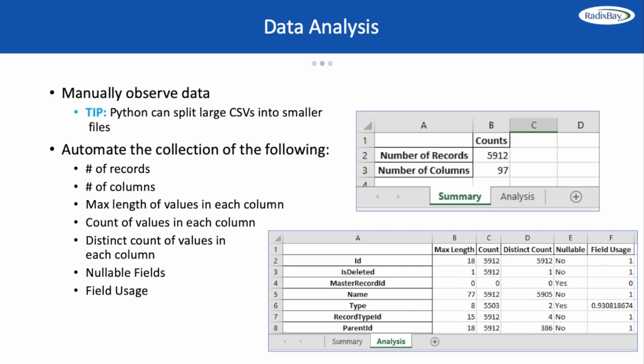Then I used Python to automate the collection of data analysis. I've provided a list of some of the analysis you can automate. For example, you can get the number of records, the number of columns, the count of values in each column. You can even check if a field is nullable or not. Here is an example of a file that's generated when I run my data analysis tool. I will demo that later on in the presentation.